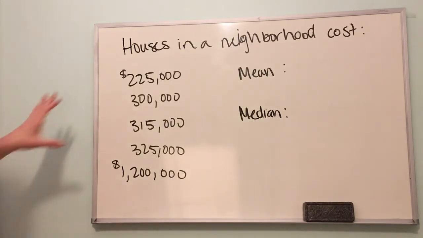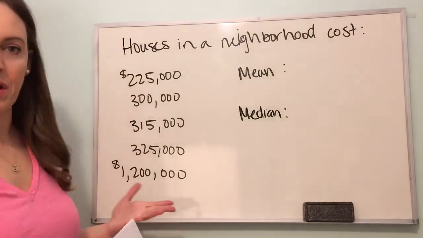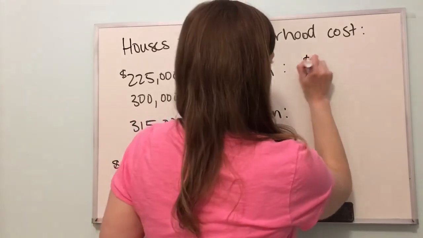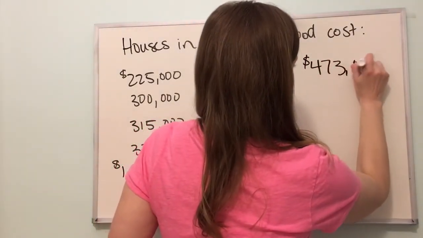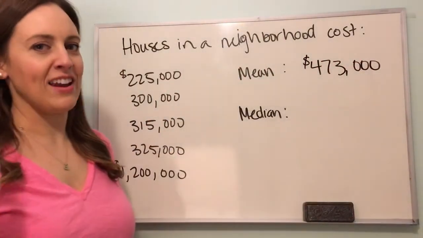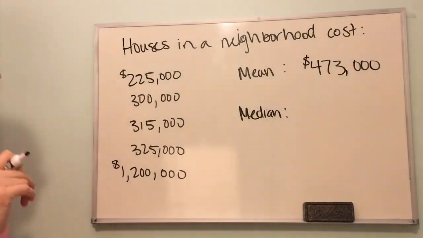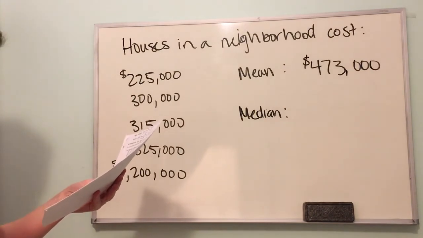So for the mean, you add them all up and you divide by 5, right? Hopefully you got $473,000. And again, if any of my calculations are ever wrong, please feel free to send me an email. I know I'm not perfect. I'm doing the best I can.